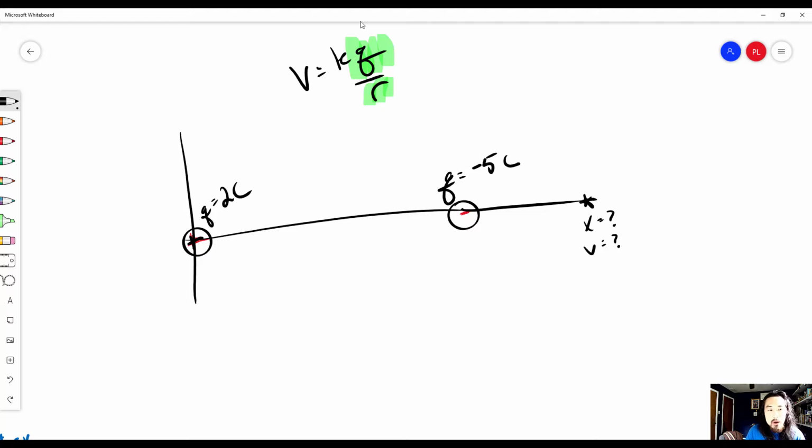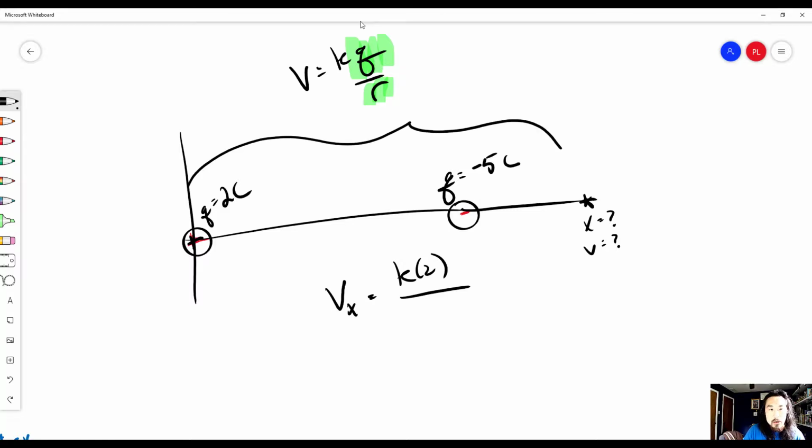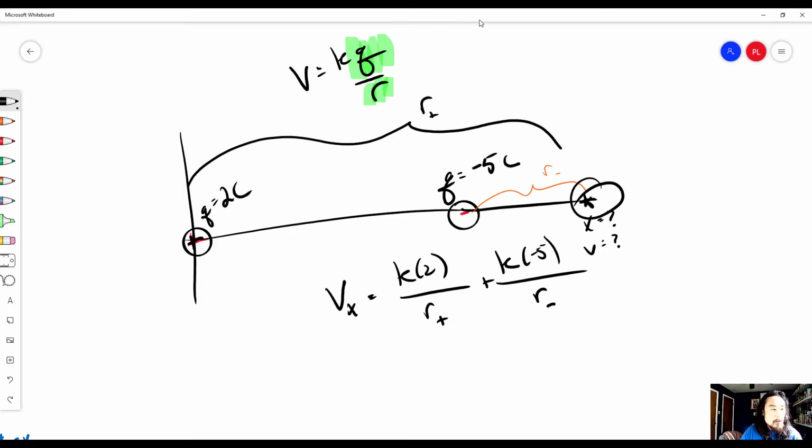When we put it into our equation, we would say that at point X, V at point X will be K times 2 over, let's say from here to here, we'll call that R positive, whatever that distance is, plus K times negative 5 over R negative, the distance from here to there. And we can just add them all up and we can find the voltage at that point.